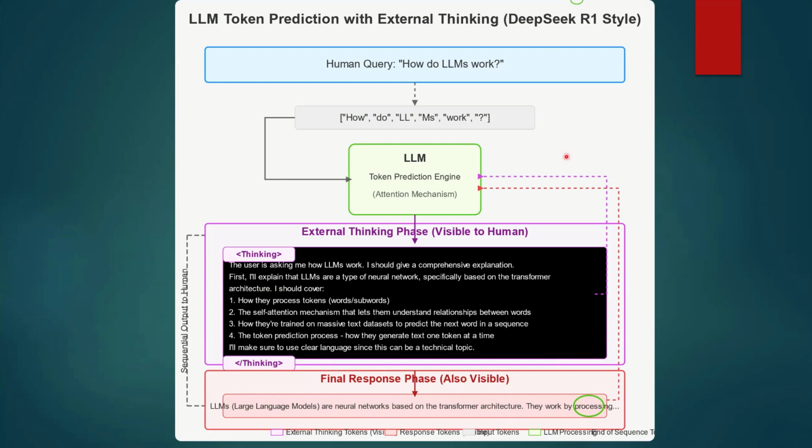So thinking models actually just produce a lot more tokens, but the thinking process is a lot more transparent. Okay, so far, everyone following?